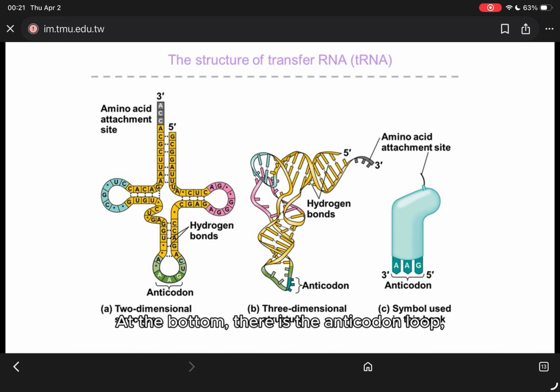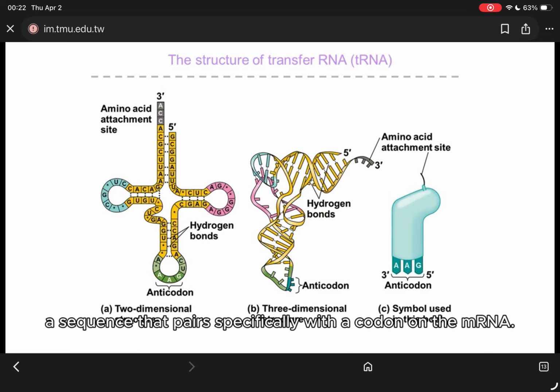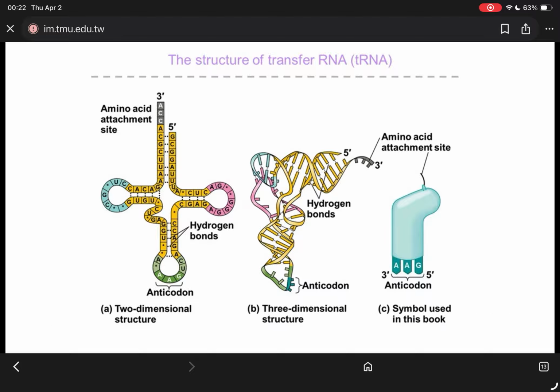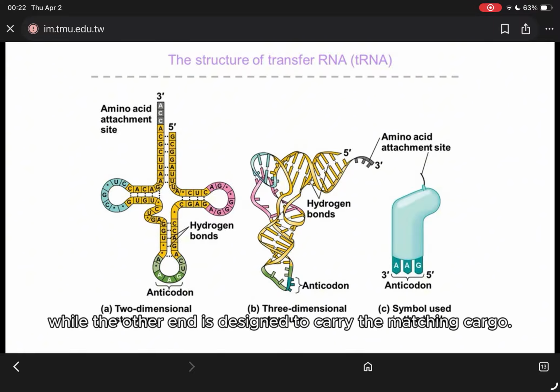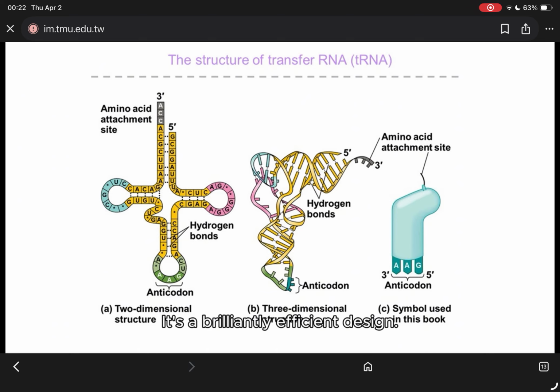At the bottom, there is the anticodon loop, which contains the anticodon, a sequence that pairs specifically with a codon on the mRNA. At the 3' end, the tail, a specific amino acid is attached. In other words, one end of tRNA is designed to read the genetic code, while the other end is designed to carry the matching cargo. It's a brilliantly efficient design.